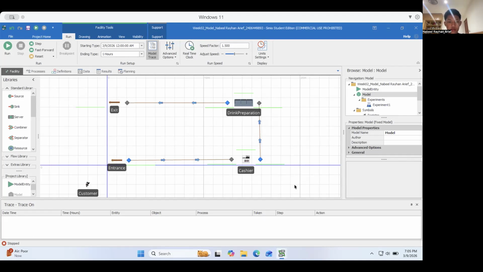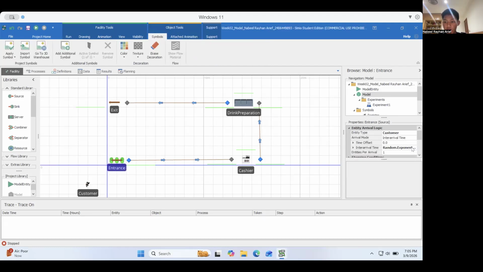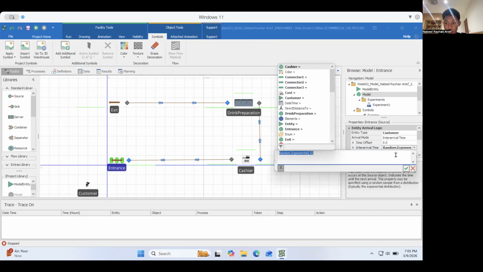From the data that I observed, I found that within an interval of 15 minutes, I counted around 25 customers arriving. From this, I calculated the average arrival was 0.6 minutes per customer. As we can see from the data, I entered the random interval time as random exponential 0.6 minutes.